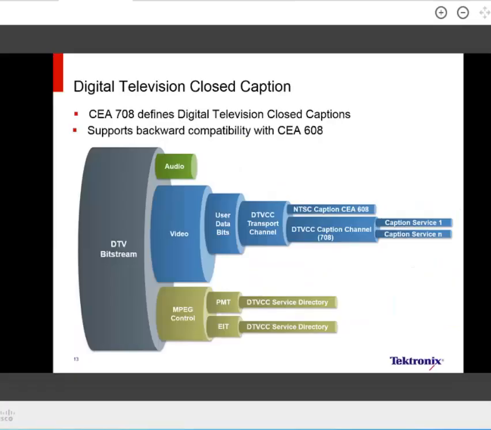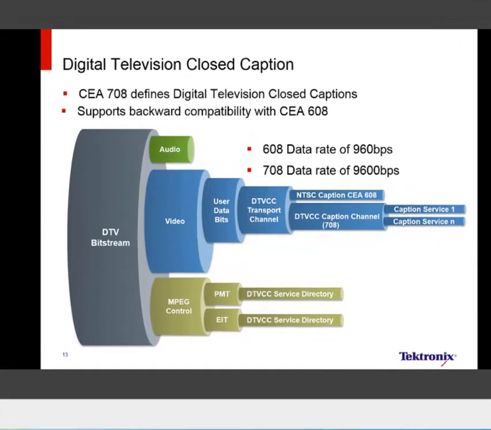So within our 708 CDP here, there are two data rates that must be maintained throughout the transmission chain. The 608 channel has a data rate of 960 bits per second. The 708 channel is 10 times bigger at 9600 bits per second. And those data rates must be maintained through the transmission. So that means that video at different frame rates, different styles, need to still package the data correctly.